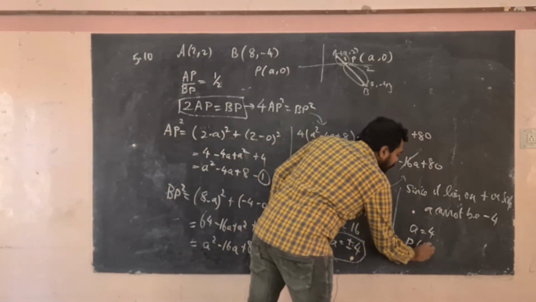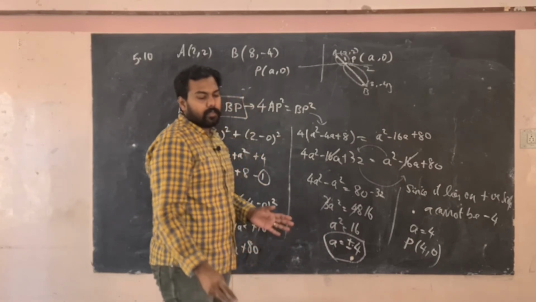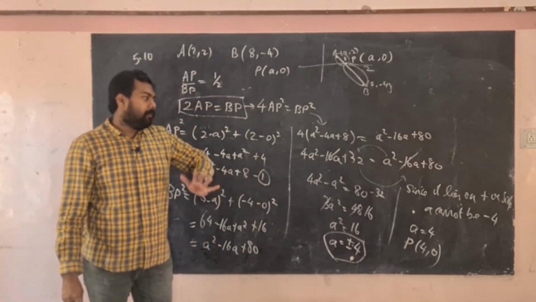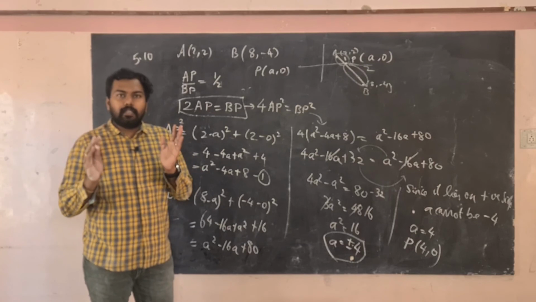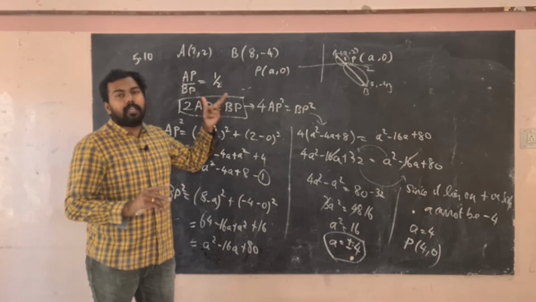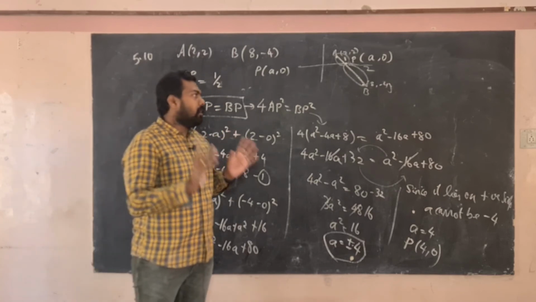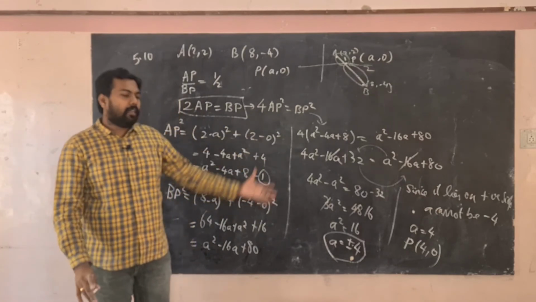So point P is 4 comma 0, which is the answer for this question. So the answer is 4 comma 0. First, we need to understand what the ratio is. Then it lies on the x axis, they have given. If you remember that on the x axis the y coordinate will always be 0, we can derive the answer.